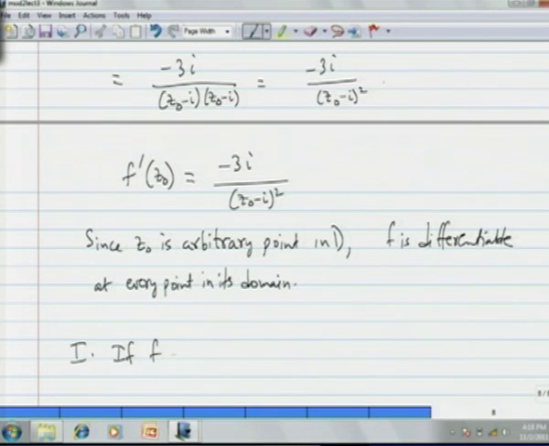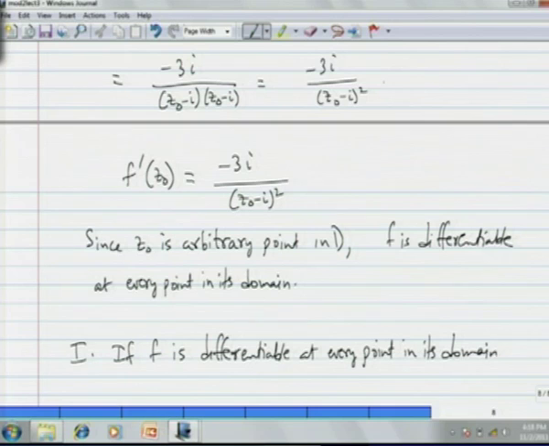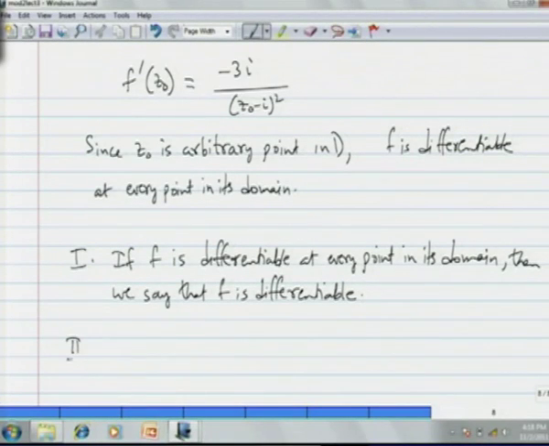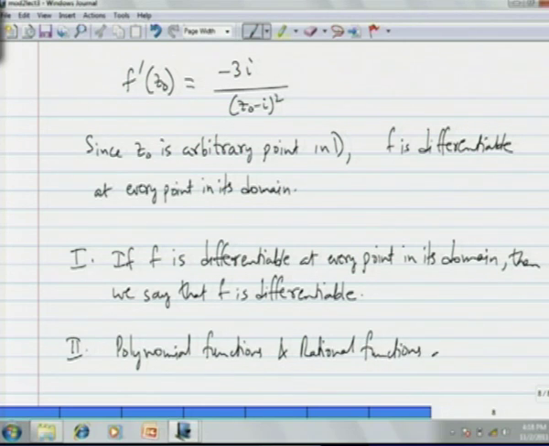If f is differentiable at every point in its domain, then we say that f is differentiable, without any reference to the point where it is differentiable. And so the second remark is: polynomial functions and rational functions are differentiable.